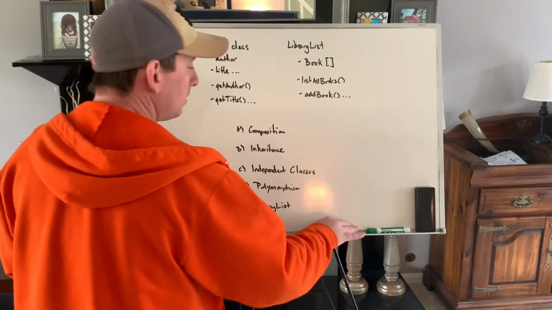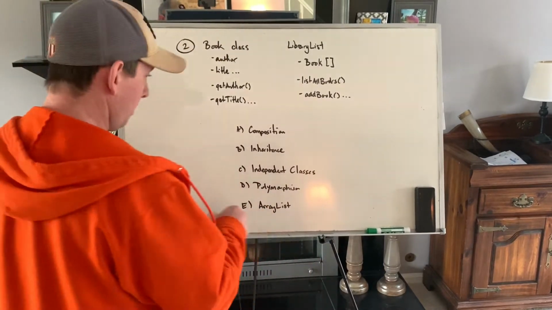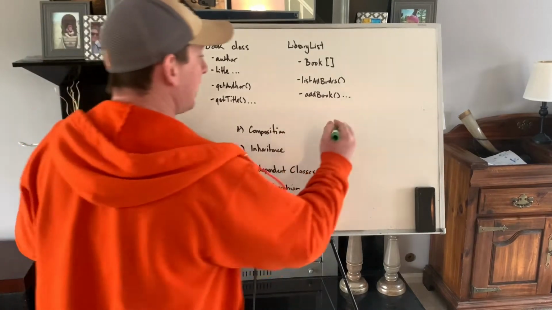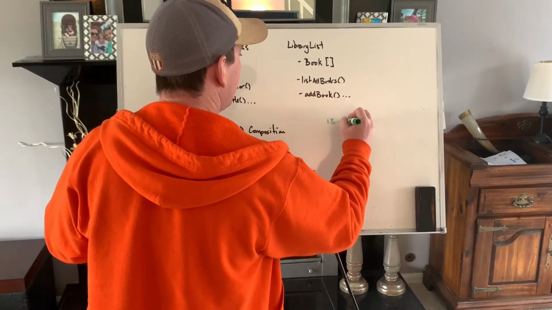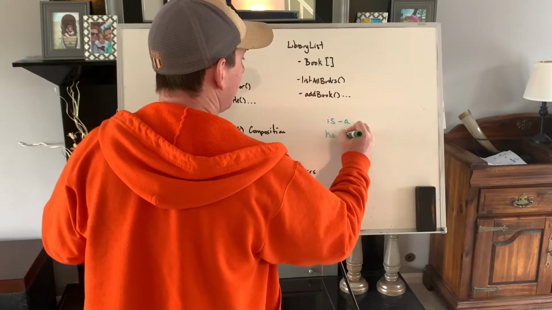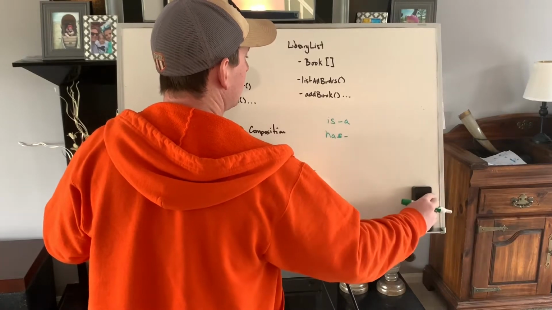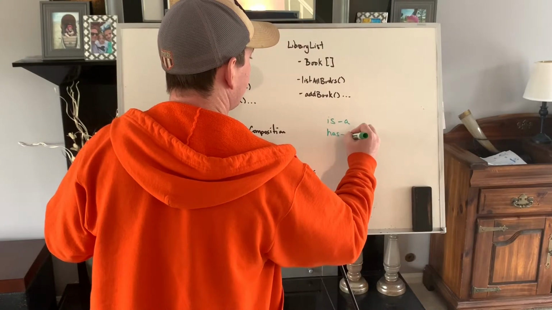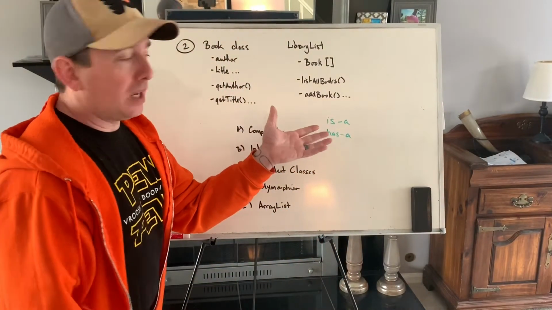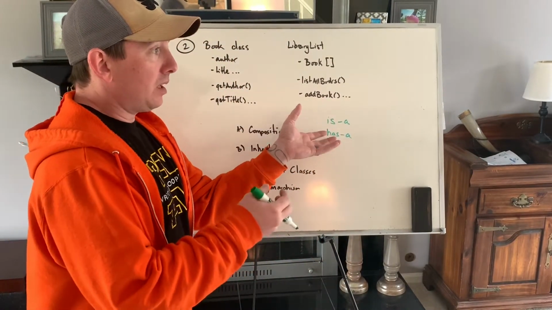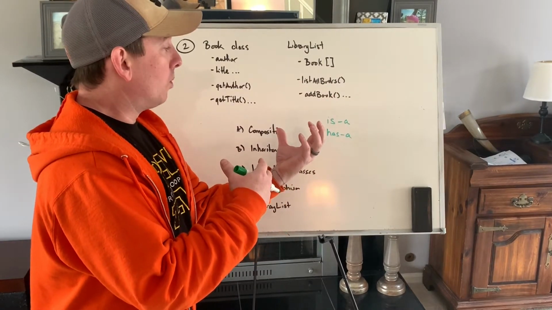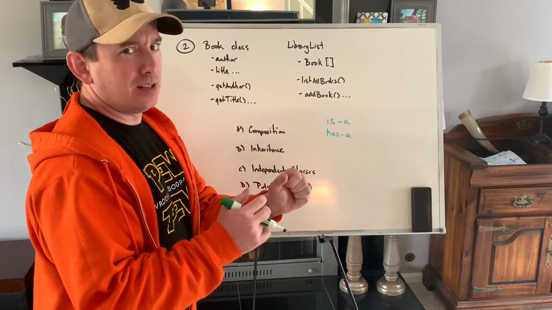There's two basic relationships between classes. Classes can either have an is a relationship or a has a relationship. Meaning a class either is an instance of another class, or it has an instance of another class.